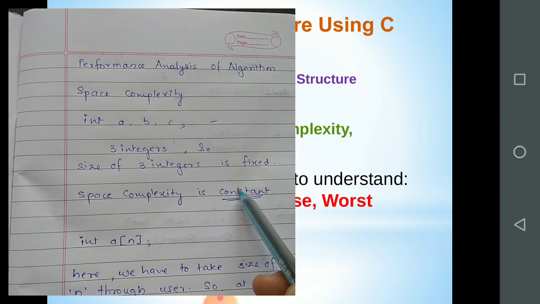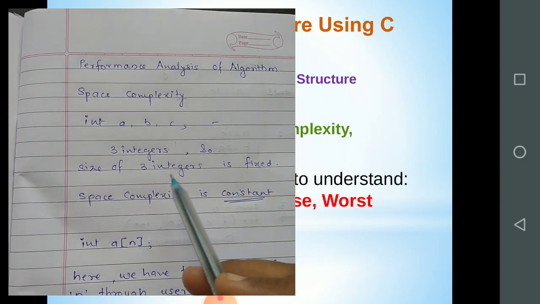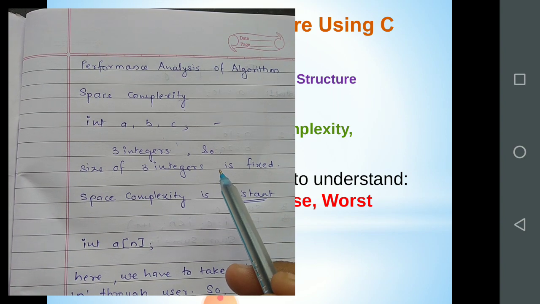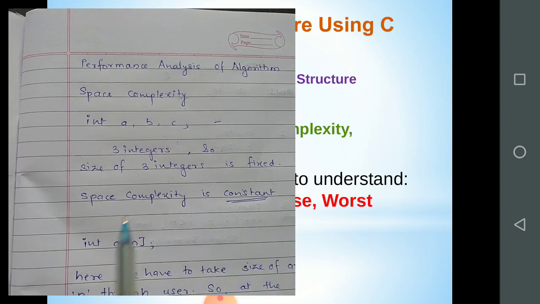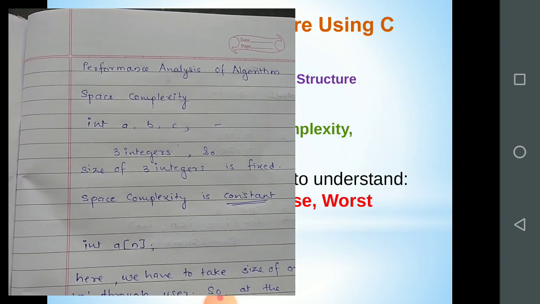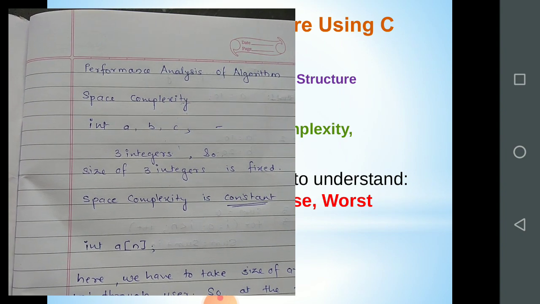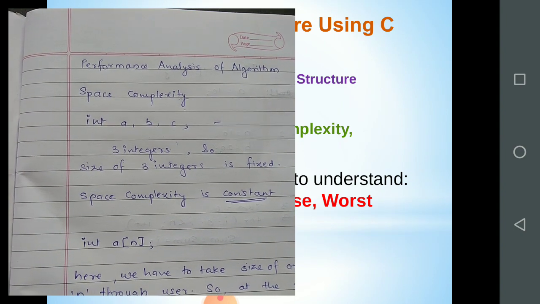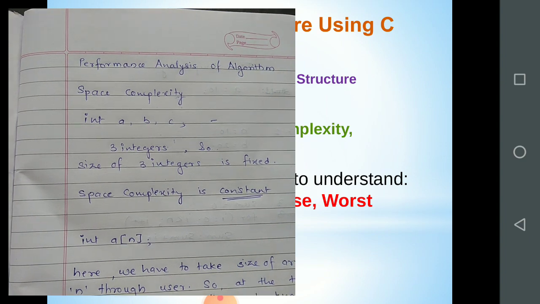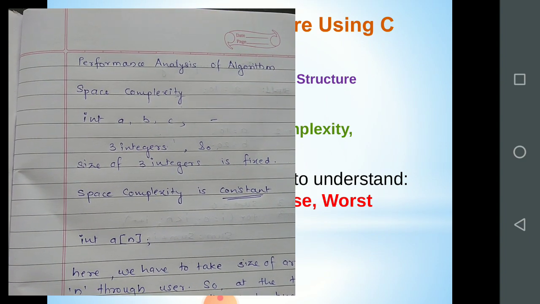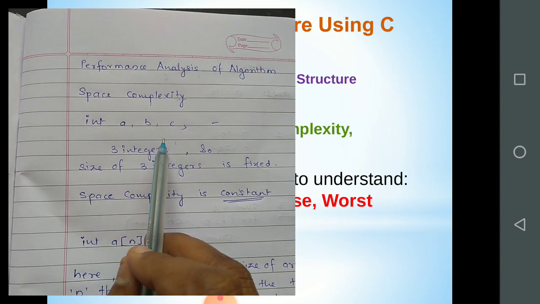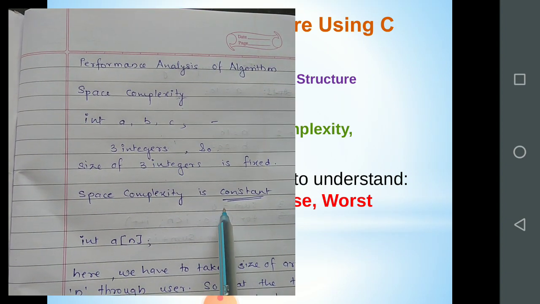If it is a 64-bit processor, one integer carries 4 bytes. Total three integers are there, so a total of 12 bytes are required for three integers. So this size is fixed, and the space complexity of this particular algorithm, in which we have taken only three variables, is constant.